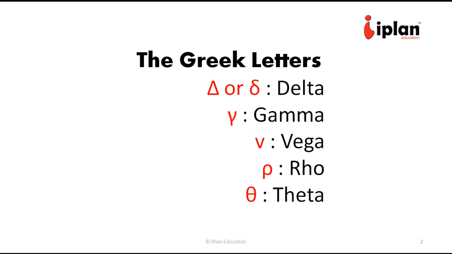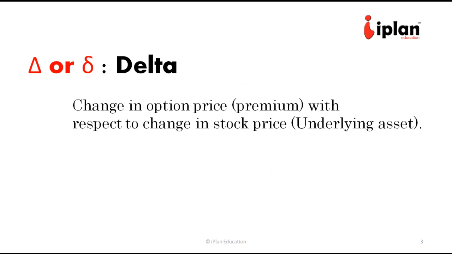Today we're going to understand stock options Greeks. The top 5 Greeks are delta, gamma, vega, rho, and theta. Let's start with delta. What is delta?